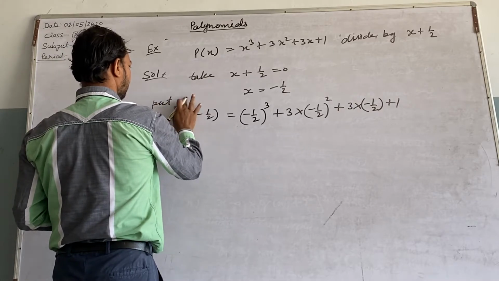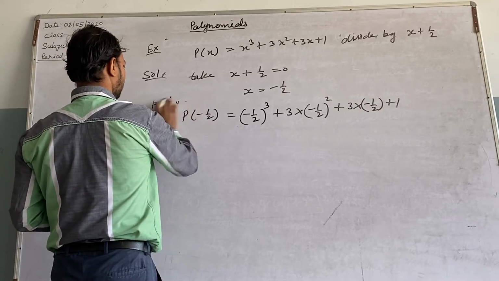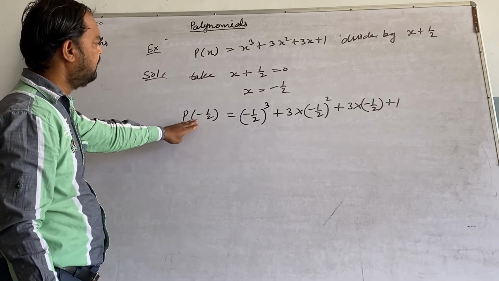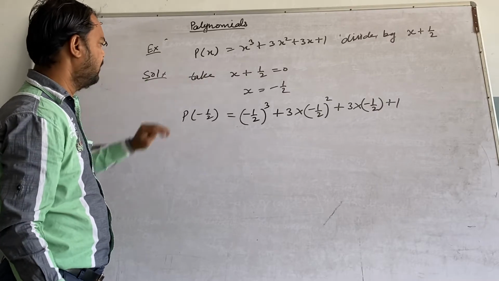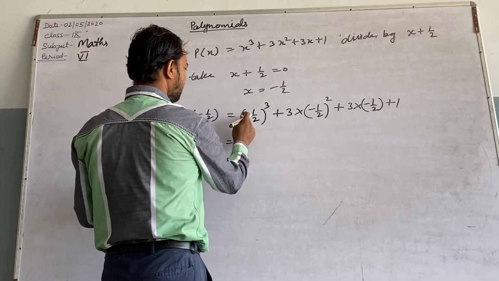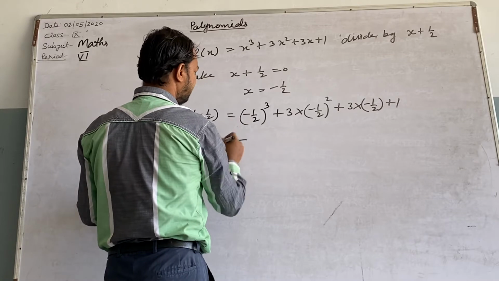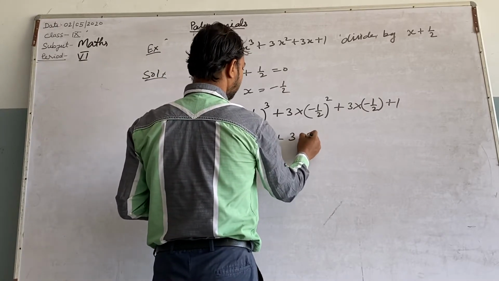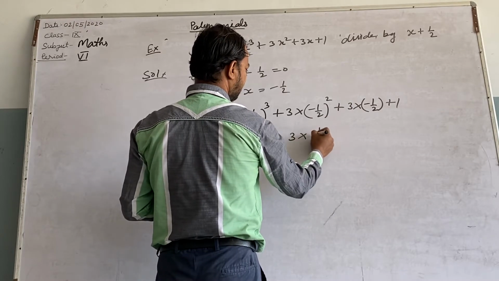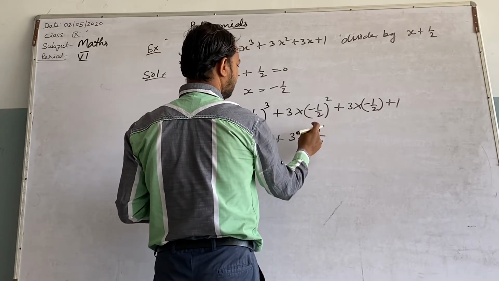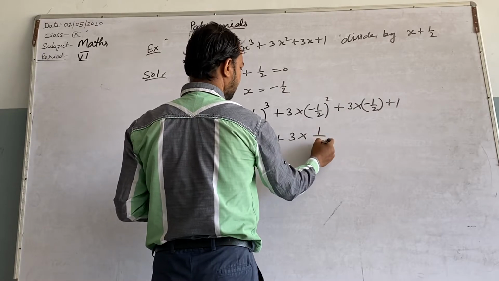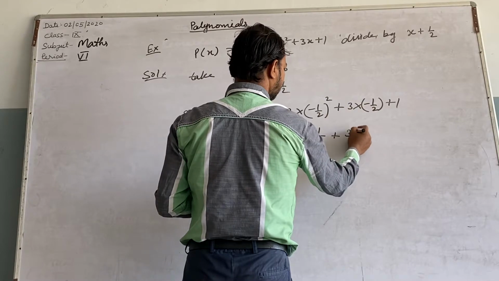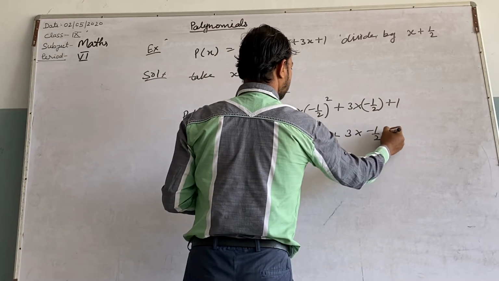The value of x, don't write anything, don't try to do it like this. P of minus 1 by 2 is to put the value of x in the given polynomial. Now minus 1 cube is minus 1, 2 cube is 8, plus 3 into minus square, 1 upon 4, minus square is plus, 1 square is 1, 2 square is 4. Then 3 into minus 1, we can write here like this also, plus 1.